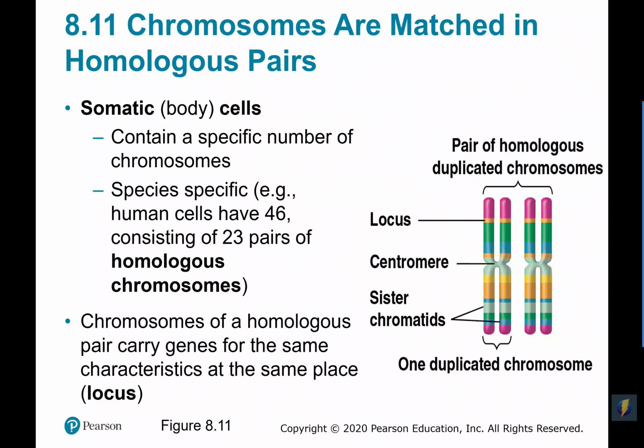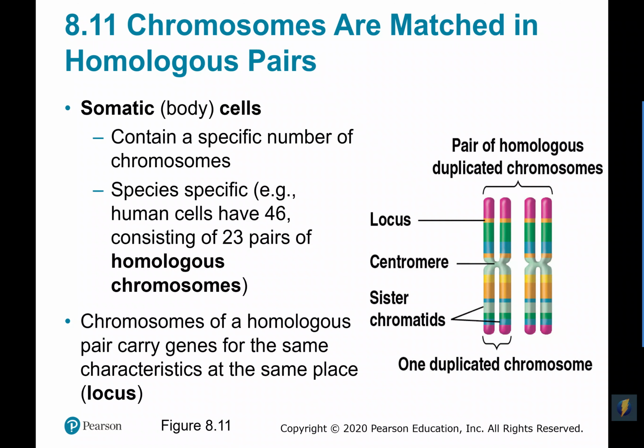So meiosis is used to make what we call sex cells. The rest of your body's cells, or the rest of the body cells in all of our different living species, are what we call somatic cells. And they contain a very specific number of chromosomes, which is species specific. So for instance, human cells have 46 chromosomes, so 23 pairs, what we call homologous chromosomes.